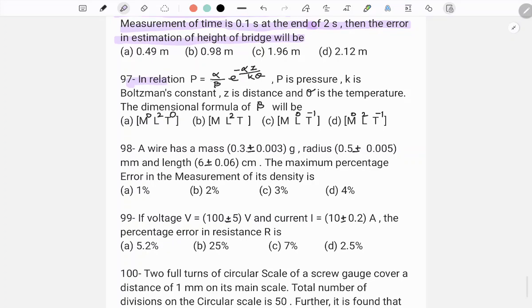In the relation P is equal to alpha upon beta e to the power minus alpha z upon k theta, P is pressure, K is Boltzmann constant, Z is distance and theta is temperature. The dimension formula of beta will be.